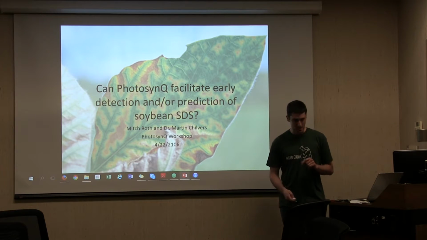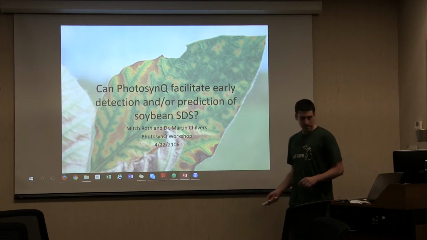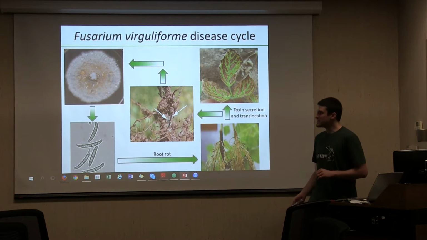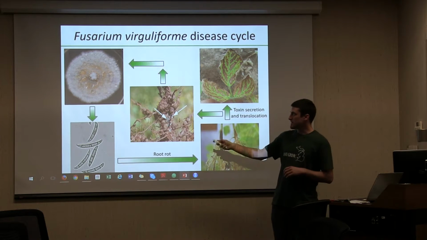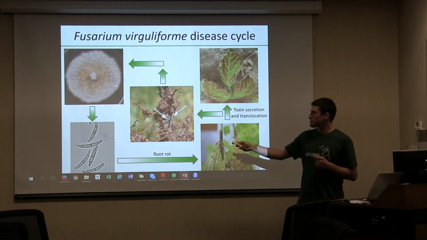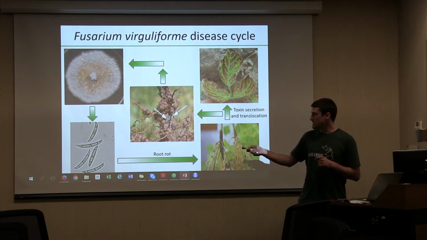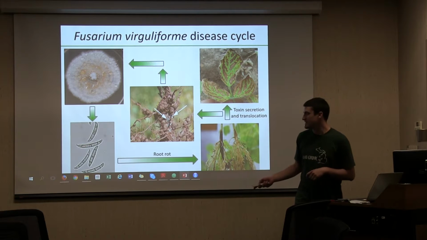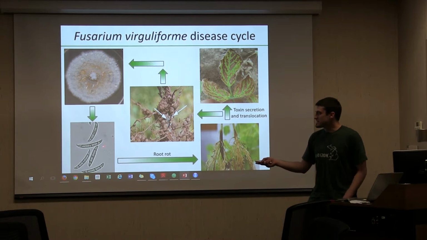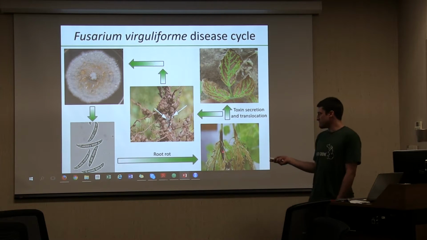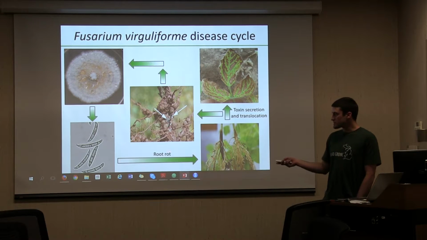So I'll get into the biology a little bit. Fusarium virguliforme is a fungal pathogen. In culture, it forms these water droplet looking things called sporodokia, and these are filled with asexual spores called conidia. I like to think of them as little smiley faces. They're smiling at me.